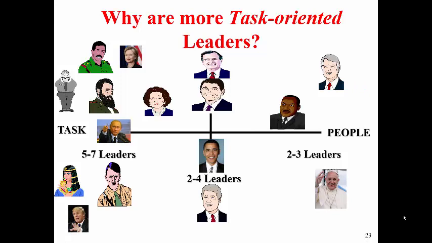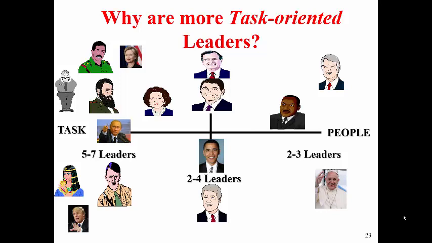So here's my question. Why do we have more task-oriented leaders? Notice that I've got 5 to 7 over on the task side, 2 to 3 that are people-oriented, and only 2 to 4 that are in the middle. When we said to begin with that most people will say you should be people-oriented. What do the people on the left, task-oriented, have in common? They usually are military leaders or have some major goal that they're kind of obsessed with and that they want to do. Those on the right are usually religious or humanitarian leaders.